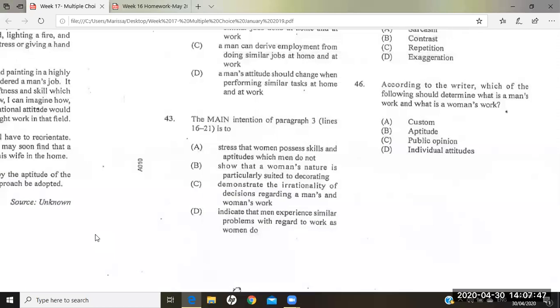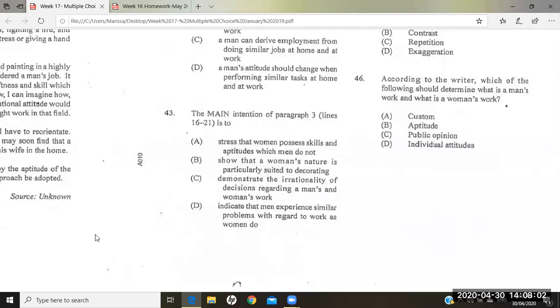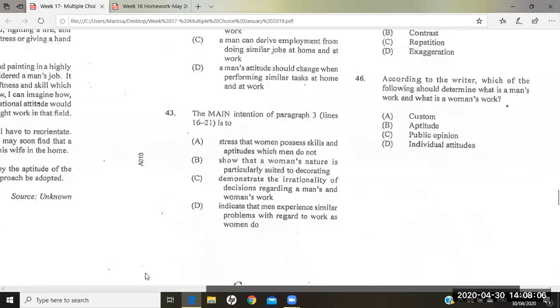In paragraph 3, did they stress that women possess skills and aptitudes which men do not? Did they show that a woman's nature is particularly suited to decorating? Or demonstrate the irrationality of decisions regarding a man's and woman's work? Or D, indicate that men experience similar problems with regard to work as women do?